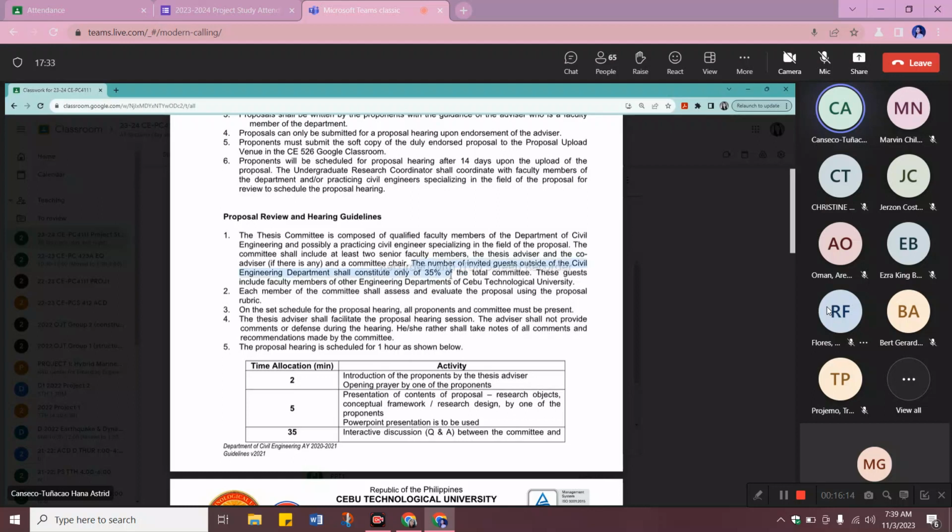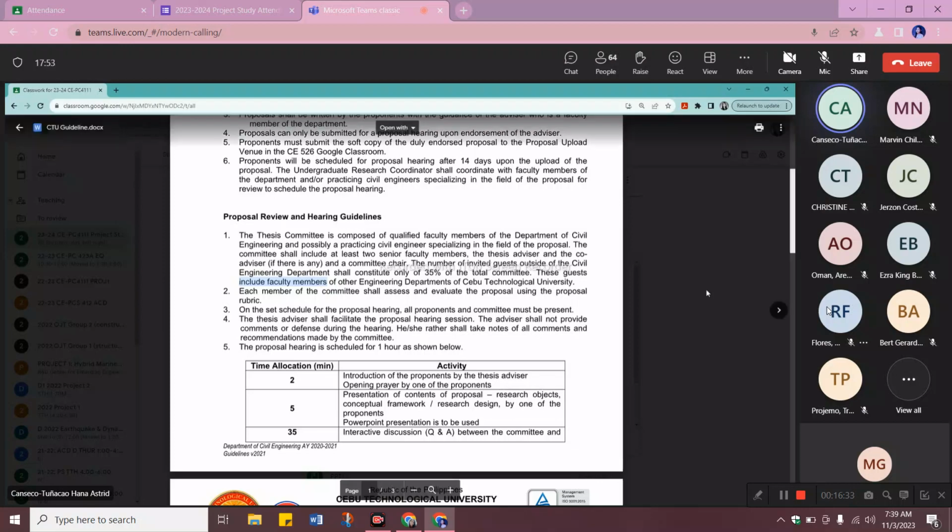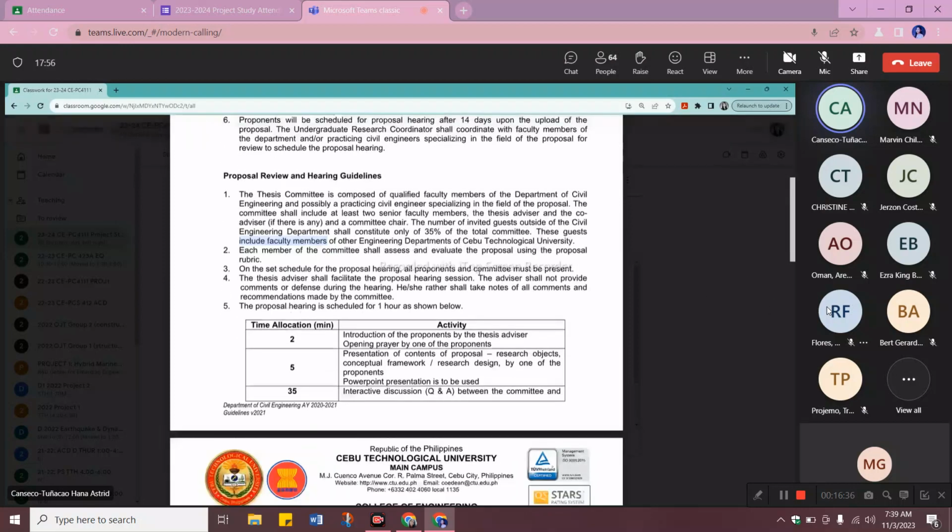Usahay mausab ni siya, usahay 2 ang outside because of the limitations on the schedule. These include faculty members and other engineering departments of the Cebu Technological University. Sometimes we tap the IE department, especially pertaining to management aspects like transportation or construction management. Each member of the committee shall assess and evaluate the proposal using the proposal rubric, which will also be introduced later. On the set schedule for the proposal hearing, all proponents and committee shall be present.